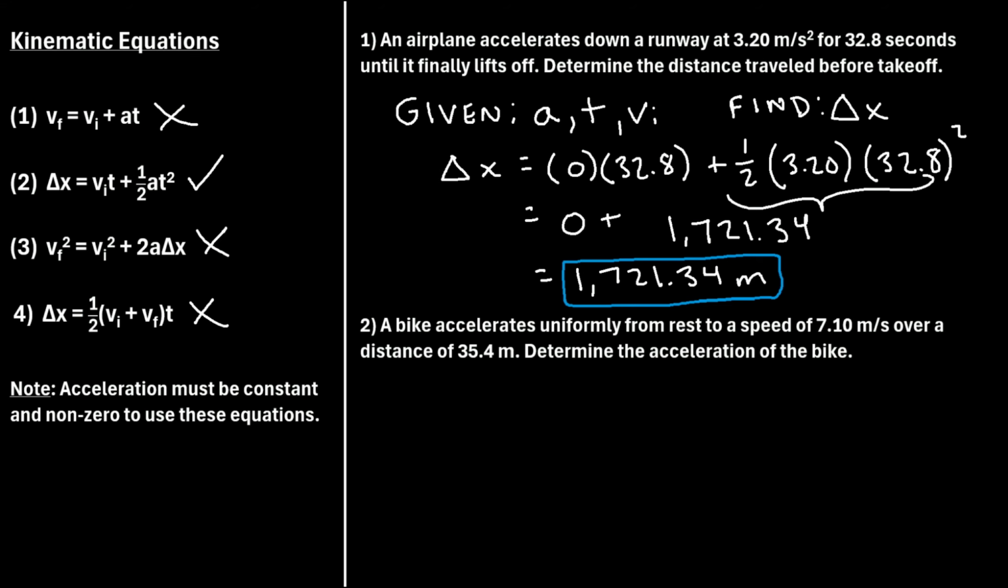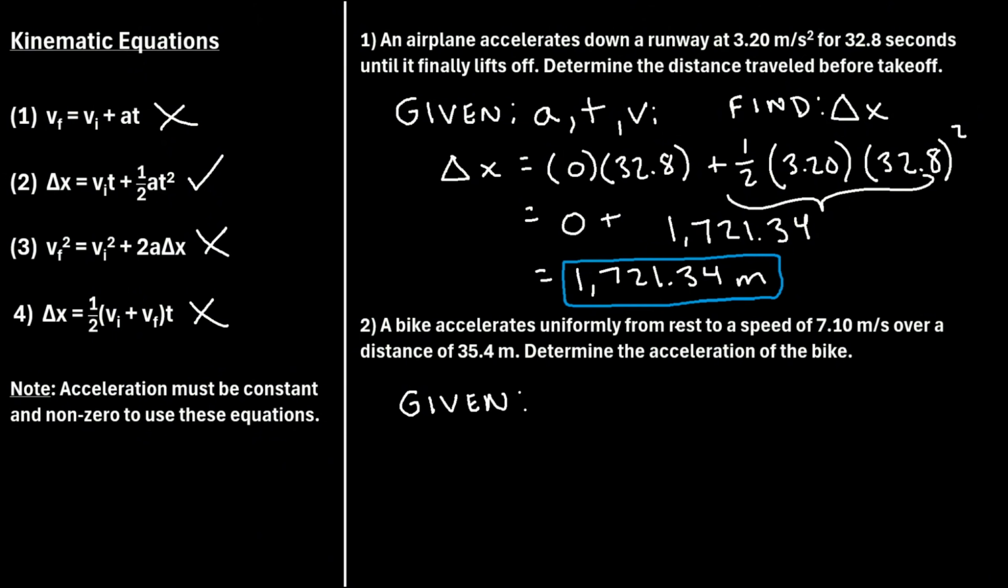A bike accelerates uniformly from rest to a speed of 7.10 meters per second over a distance of 35.4 meters. Determine the acceleration of the bike. So again, to solve this problem, let's write down what are we given? What variables are we given?